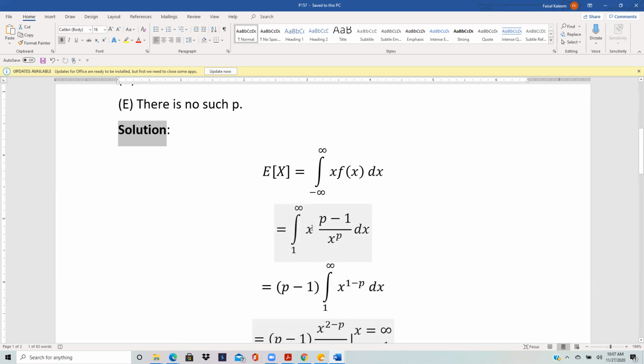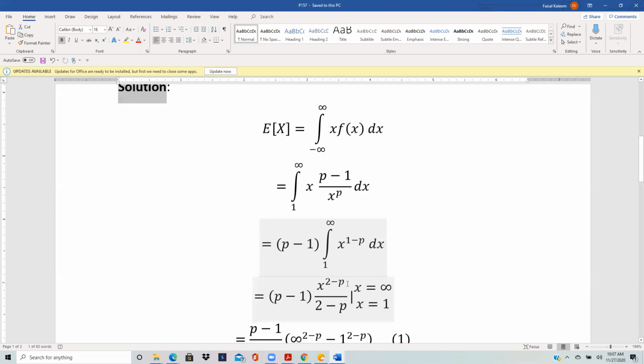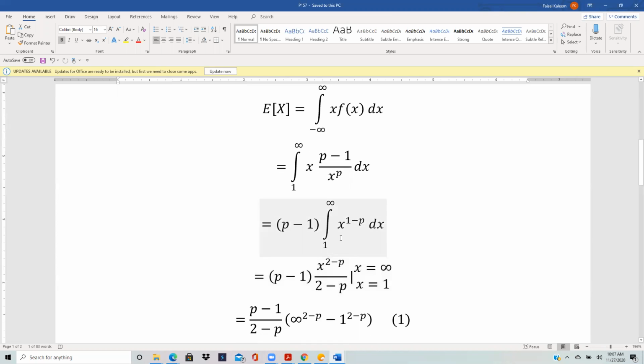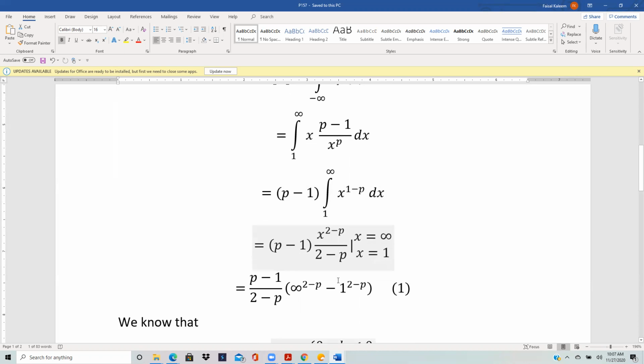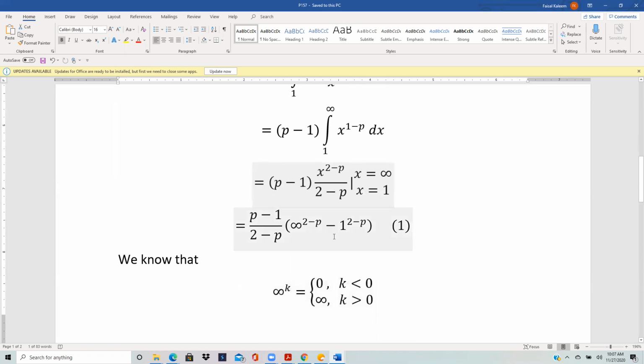And this is x power 1. This is x power p. So it combines into x power 1 minus p. And the integral of x power 1 minus p would be x power 2 minus p over 2 minus p. And that will be from 1 to infinity, the power rule. And when you substitute, you get infinity power 2 minus p minus 1 power 2 minus p.